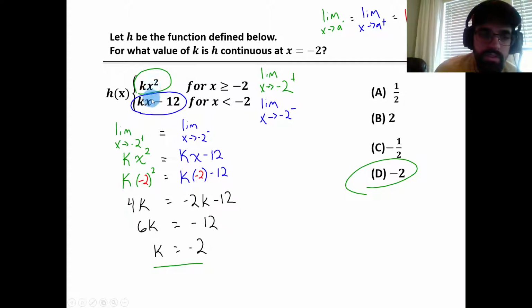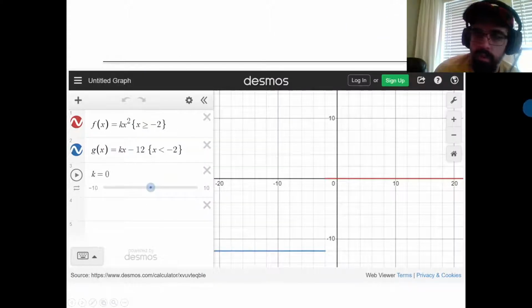So if we took these two functions, put them on a graph, and used kx squared only to the right of negative 2, and kx minus 12 only to the left of negative 2, we would get this graph right here. Notice when I write the function in, I just use f of x for the right bound and g of x for the left bound. I also use this bracket notation. I call them mustaches because it makes me happy. But this is our domain restriction.